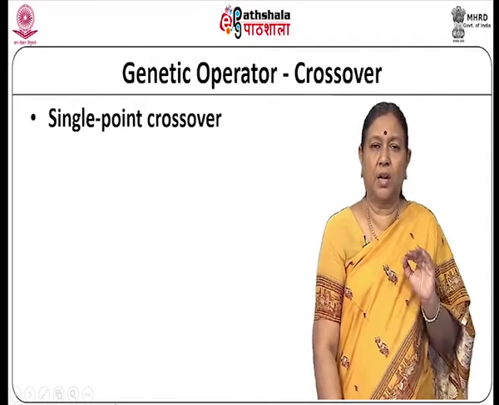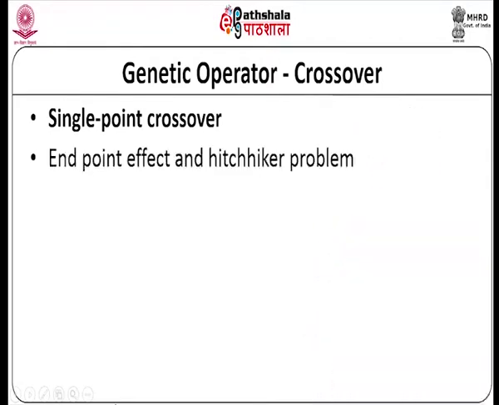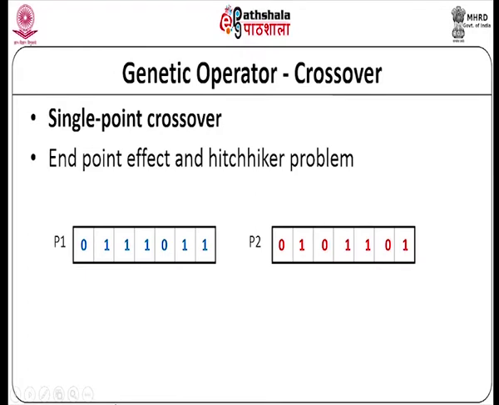So, crossover: you have single point crossover and multi point crossover. First let us look at single point crossover. It has an endpoint effect and hitchhiker problem. We will not discuss the problem. This is a problem that arises because of considering both parents exactly as they are. So let us assume this is parent 1 and this is parent 2. This is just binary encoding.